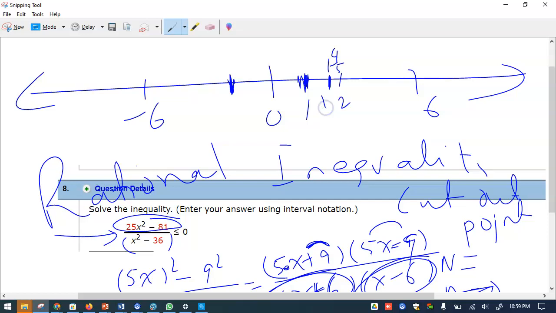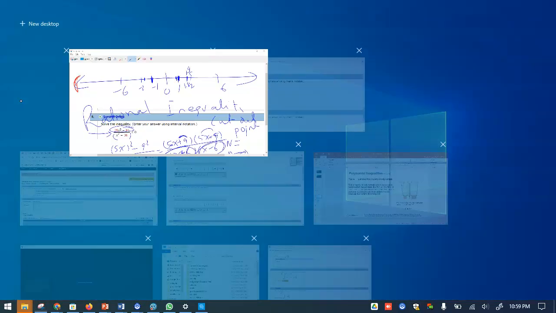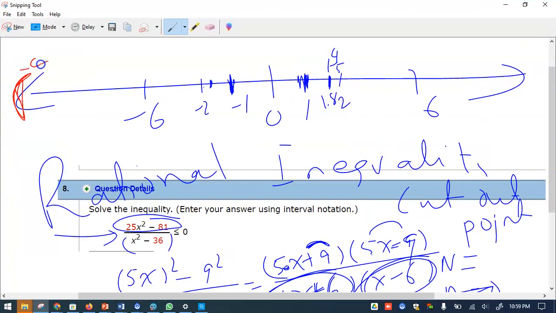Maybe we are saying okay, 1.8. And where is this? This is minus 1. This is minus 2. So somewhere here. So it's going to be from minus infinity all the way to minus 6. Then remember, you can't take 6, so this is an open circle. And then from here to here.